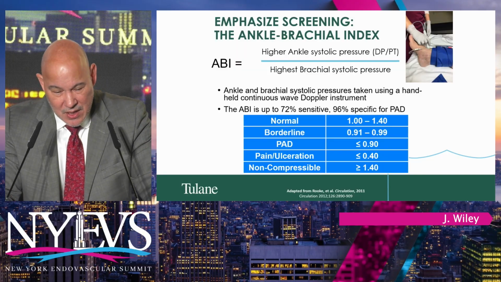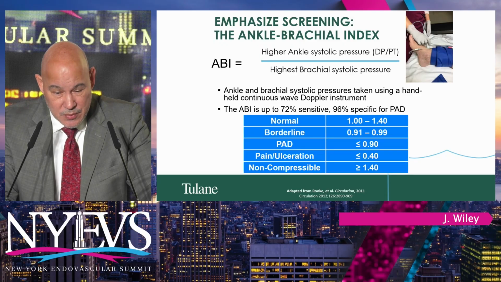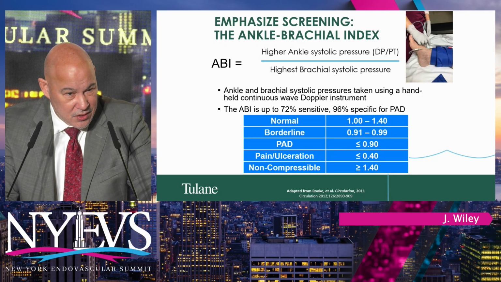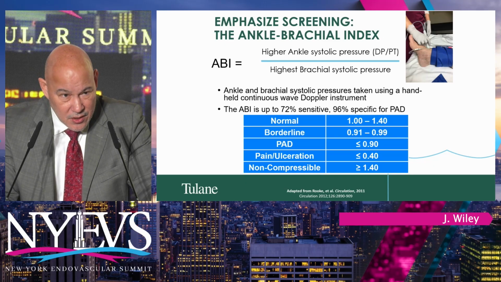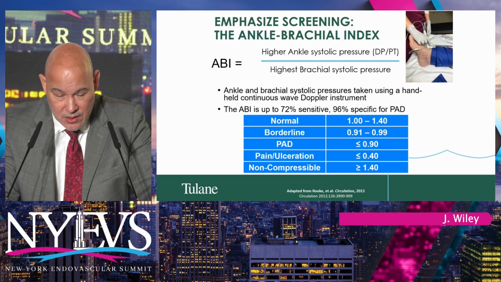As you know, the ABI is nothing more than the ratio of the highest ankle systolic pressure, with either the dorsalis pedis or posterior tibialis, over the highest brachial systolic pressure. All you need is a continuous wave Doppler and a blood pressure cuff. Pretty good sensitivity, but excellent specificity, so you rule in disease.